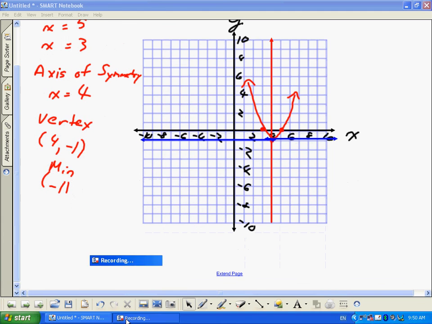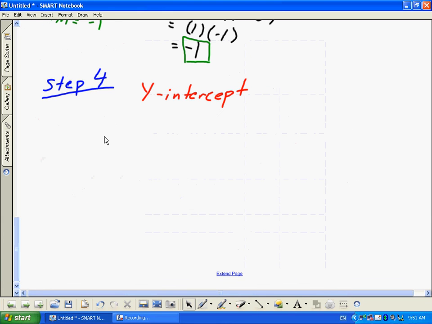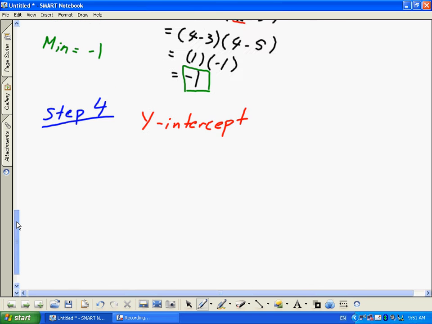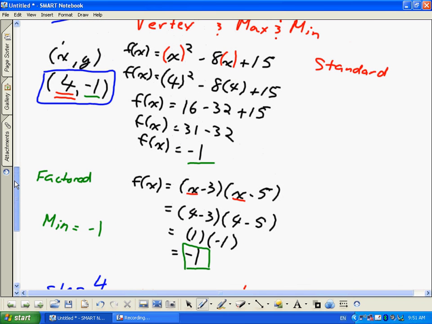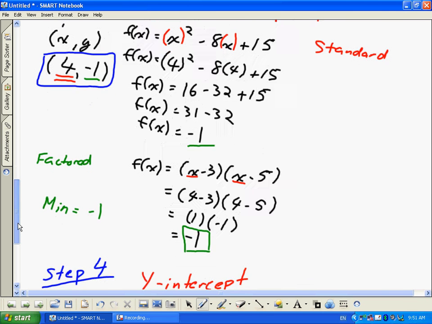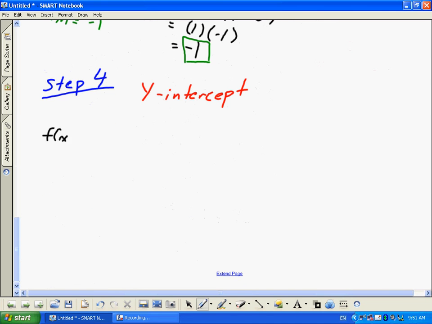And finally, step 4. Okay, so our step 4, we said we have to find our y-intercept. In the note we took, we remembered that in order to find the y-intercept, we have to set our x values in either the standard form or the factored form equal to 0. So we just got to recopy our standard and factored form, which are right here. f at x equals x squared minus 8x plus 15, or f at x equals x minus 3, x minus 5.